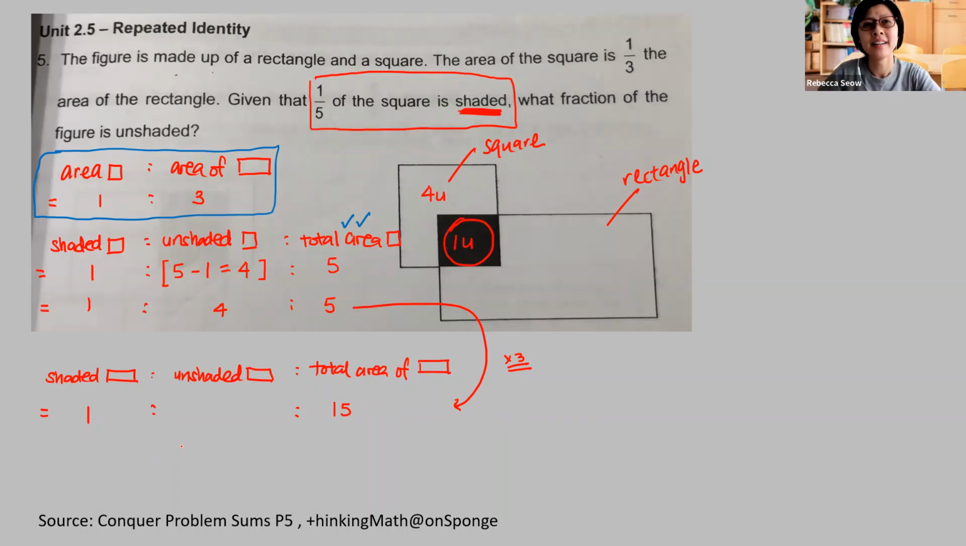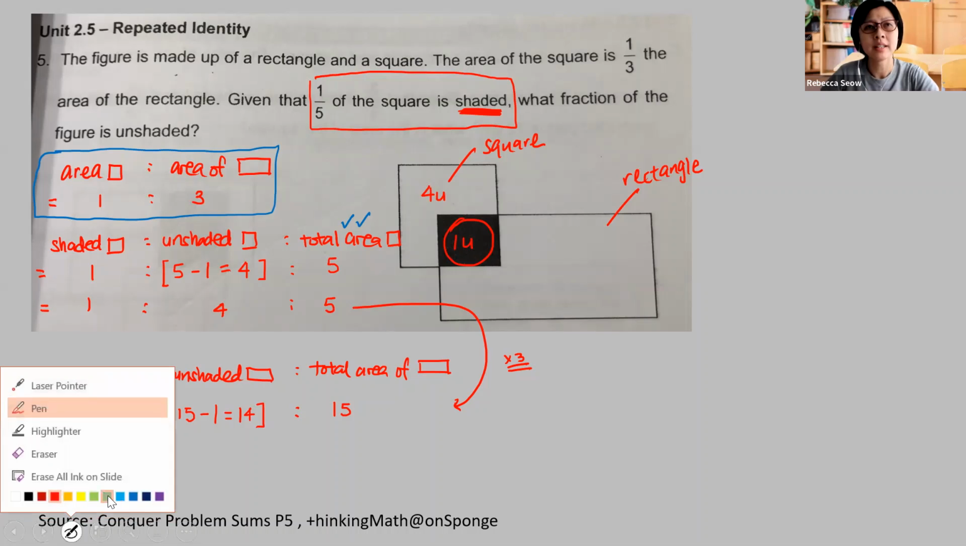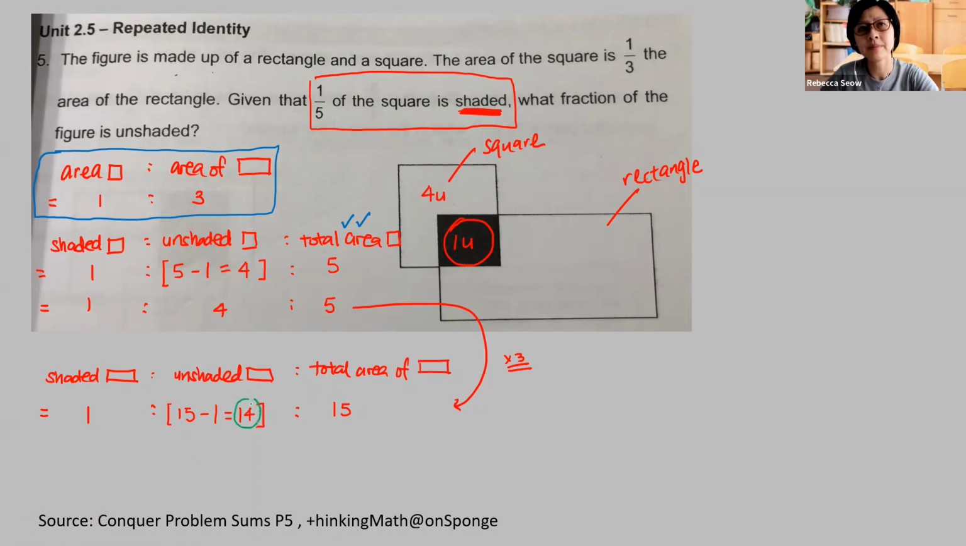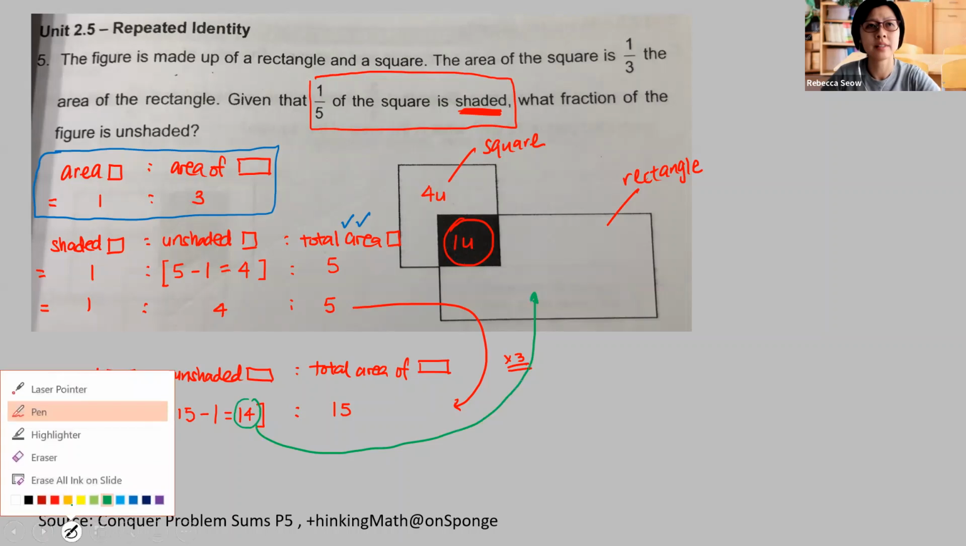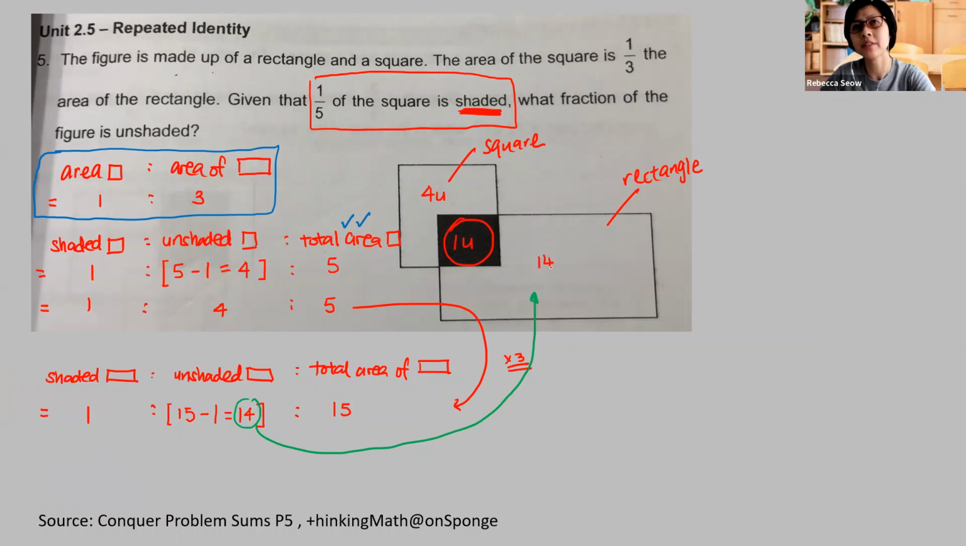Lastly, let's find the unshaded portion of the rectangle. So we know that in total, there are 15 units that make up the area of the rectangle. We take away that 1 unit that has been shaded, so the unshaded portion has to be 14. Okay, so I'm going to put this 14 units into the figure. So this will go here. I put 14 down. Okay, so now we have all 3 parts that make up the entire figure.